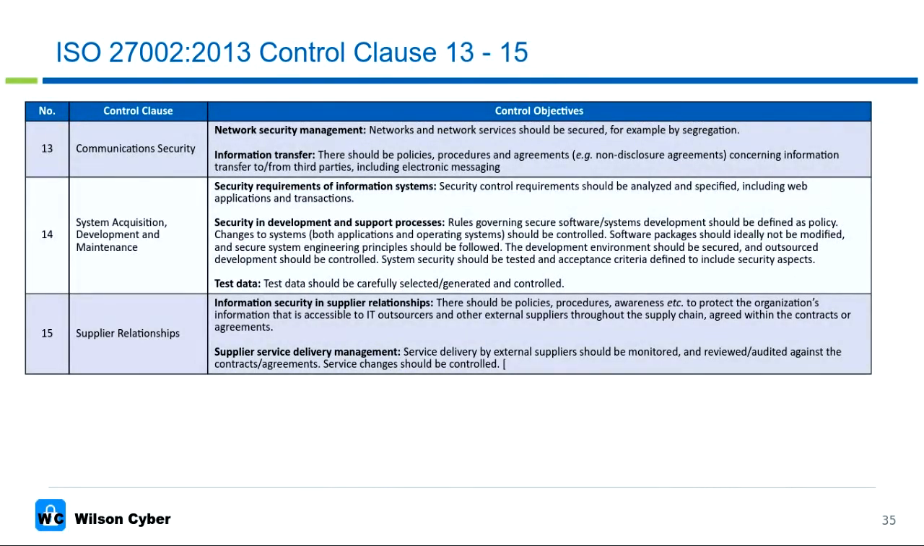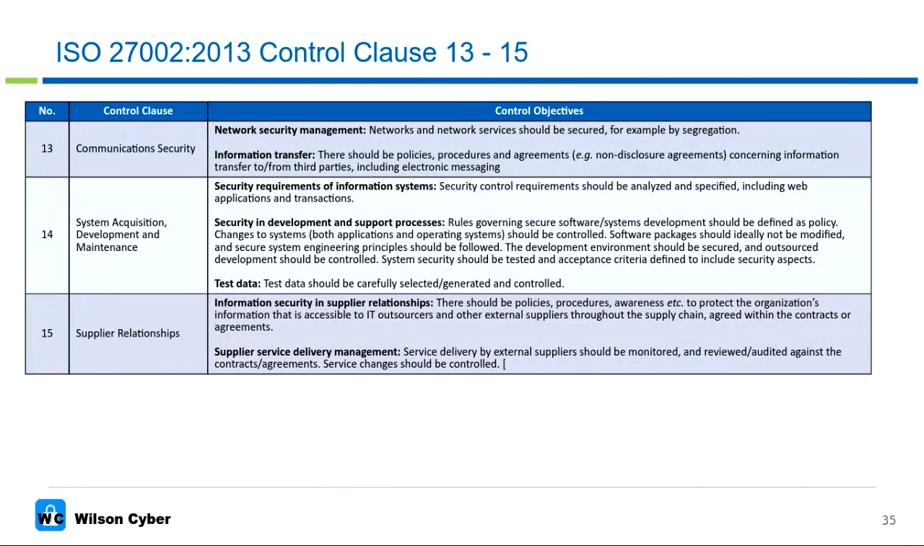Communications Security Control Clause has 2 objectives. Network security management. Networks and network services should be secured, for example, by segregation and information transfer. There should be policies, procedures, and agreements, such as non-disclosure agreements, concerning information transfer to and from third parties, including electronic messaging.